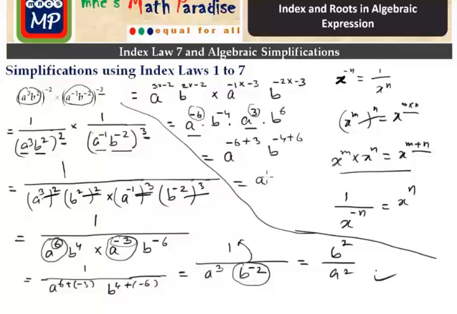So we can write a to the power minus 6 plus 3, which is minus 3, and b to the power minus 4 plus 6, which is 2. So here it is minus 3: minus 6 plus 3 is minus 3. So if we take this minus power down, we will get b square, and this a to the power minus 3 will come down and become plus 3.